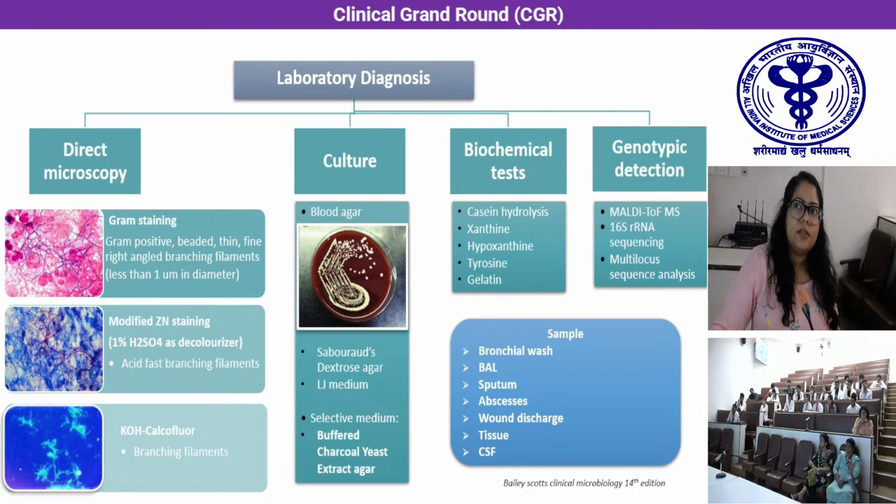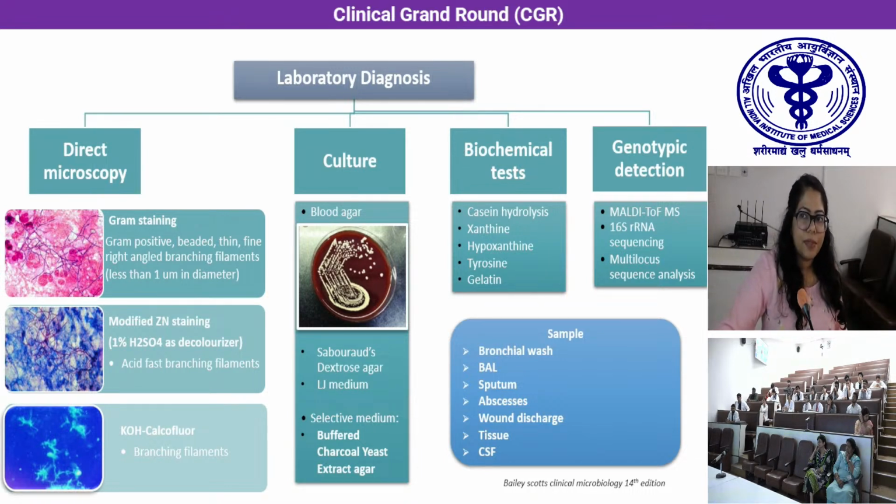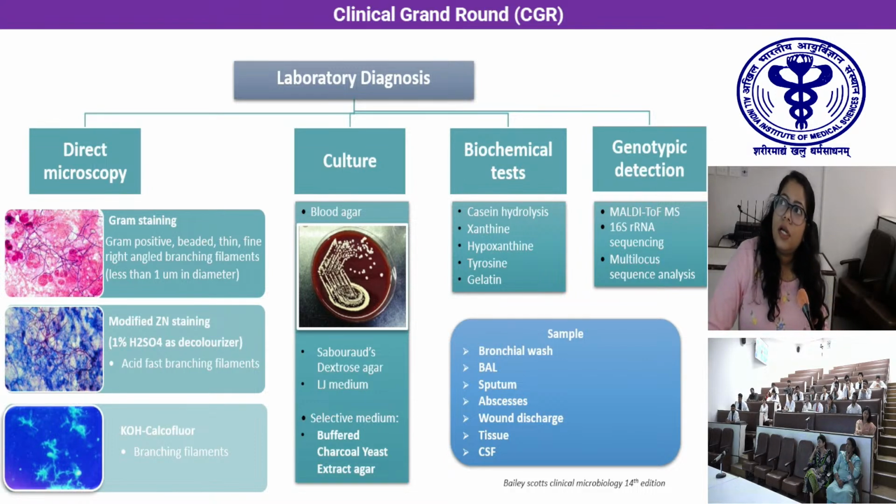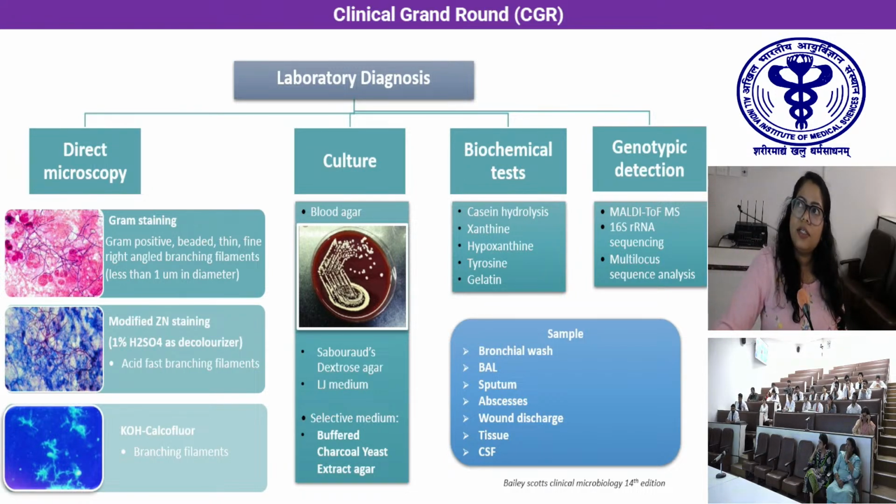So coming to culture, as ma'am said, they grow on a wide variety of media. On blood agar, they will appear as wrinkled, pale white pitting colonies, and we can also use Sabouraud dextrose agar, which is a commonly used media for other fungal species. LJ media, which we use for mycobacterial culture, can also be used for Nocardia. The selective medium we use is buffered charcoal yeast extract agar. And as I've said, genotypic detection, 16S rRNA sequencing, is the gold standard.